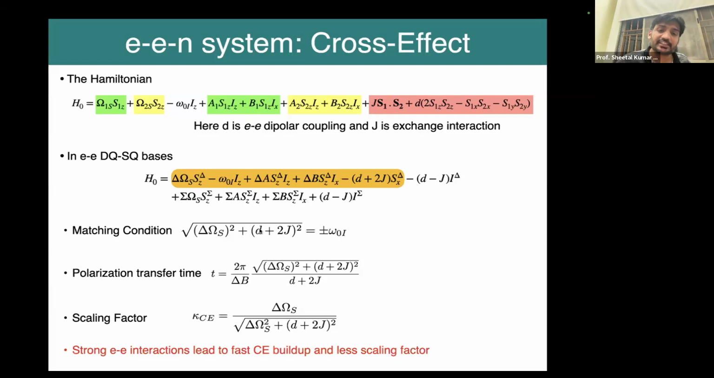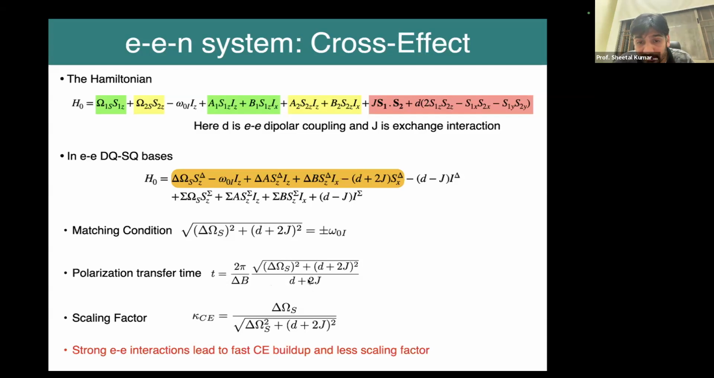But if there is coupling present and the coupling is large, then this will be the case. And if we see the polarization transfer time, it depends on the difference of the two hyperfine couplings. Okay, delta B comes here. So it does not depend on a single one, but if the two hyperfine couplings are the same, then the cross effect will not work. So there should be a discrepancy in the two hyperfine couplings.